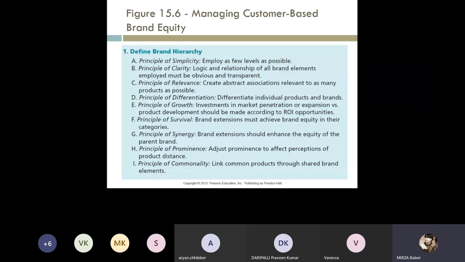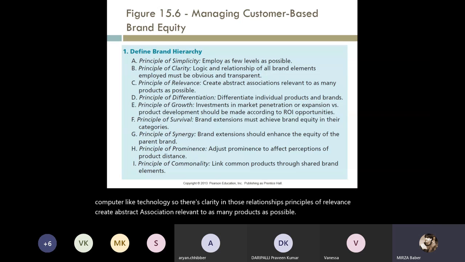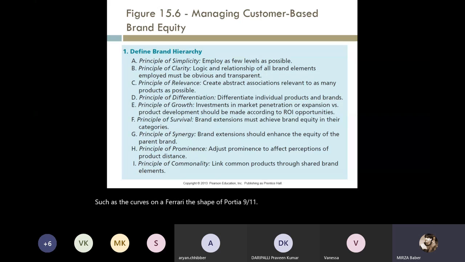Principle of relevance. Create abstract associations relevant to as many products as possible, such as the curves on a Ferrari, the shape of the Porsche 911, the smell of French fries from McDonald's. Those are also principles of relevance, and they're abstract associations. When people are asked what they think about McDonald's French fries, they say they love the smell. Even though if you leave them for 5 minutes and they get cold, they taste absolutely disgusting. But people love to eat them hot.